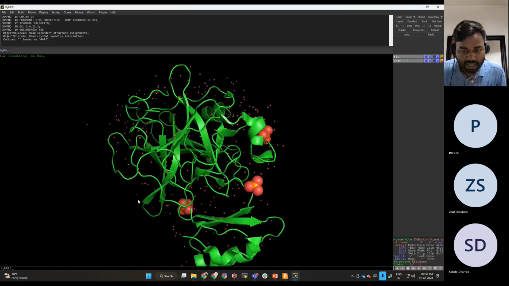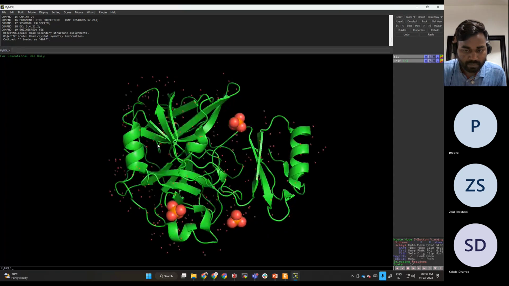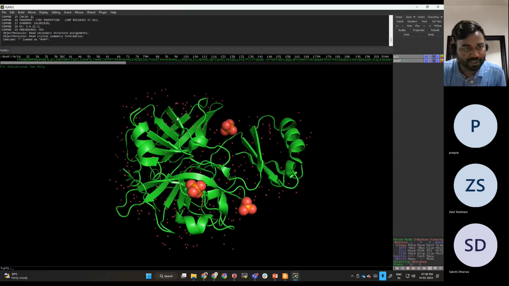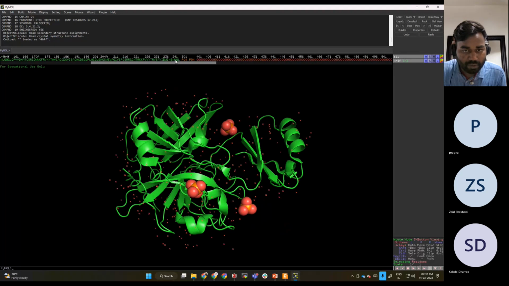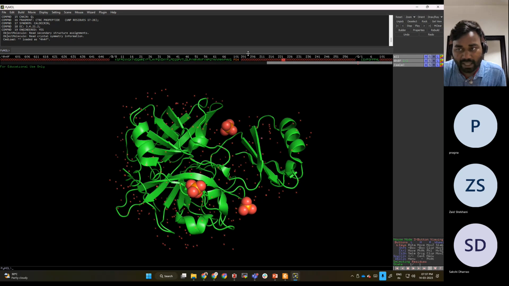See, this is how human chymotrypsin looks. It has 3 phosphate ions bound. Now, if you want to visualize the sequence, you can do it here. So how many amino acids does it have? It has 2 chains, right? In one chain it has 244 amino acids, and in the other chain, chain B, it has 70 amino acid residues.